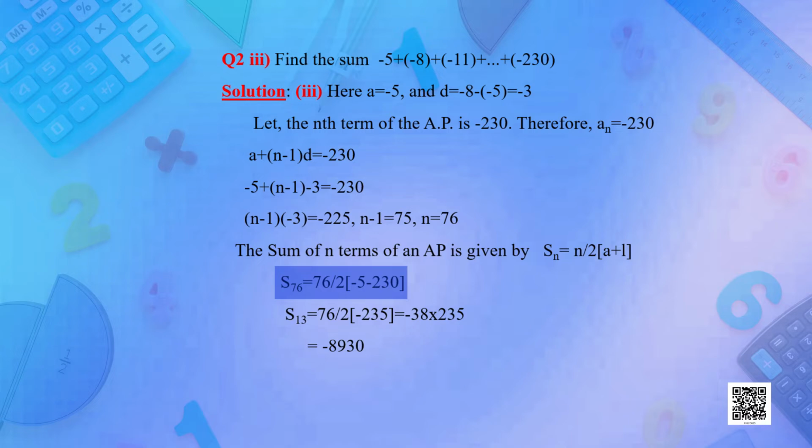On simplification, 76 upon 2 into minus 235 is equal to minus 38 into 235, that is equal to minus 8930. I hope you have understood, children. Okay. Let us do the next part now.